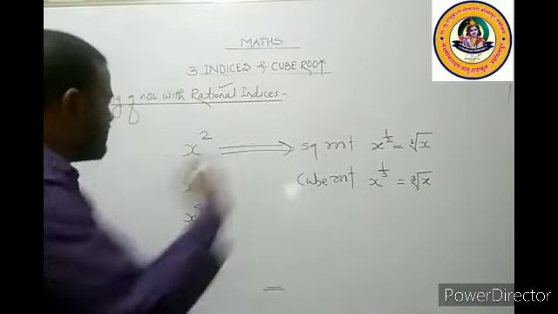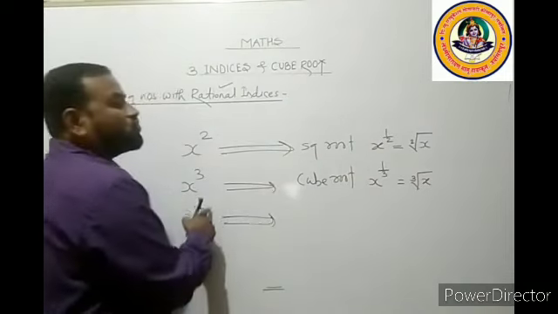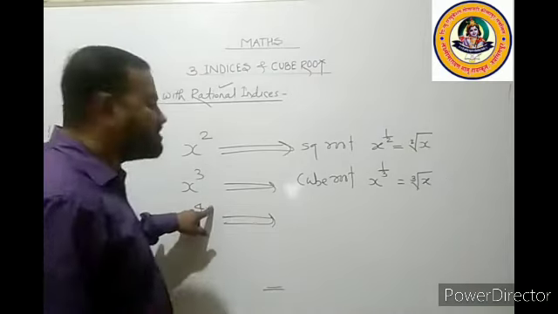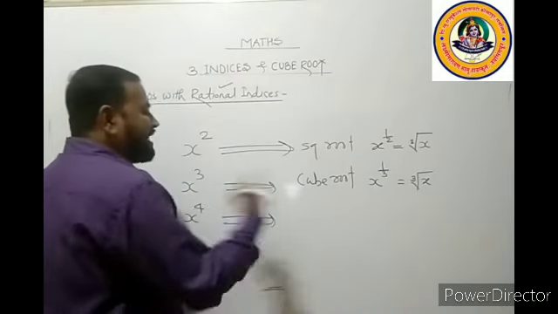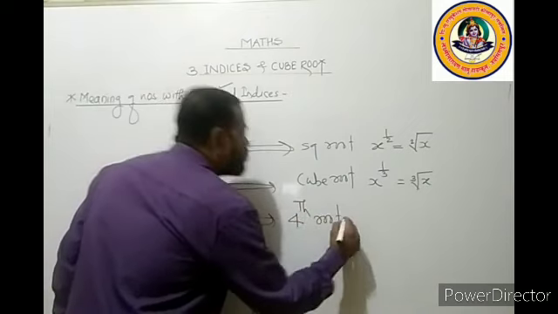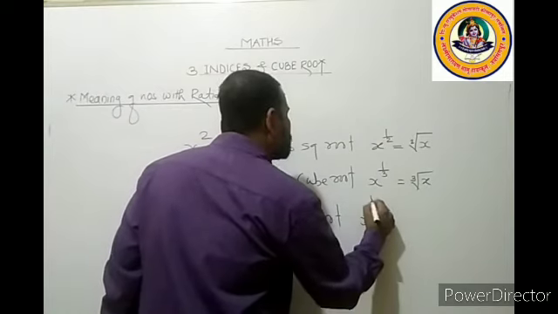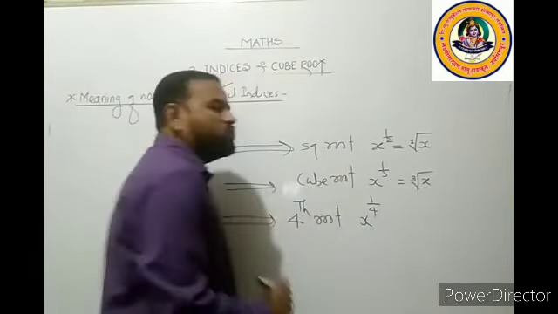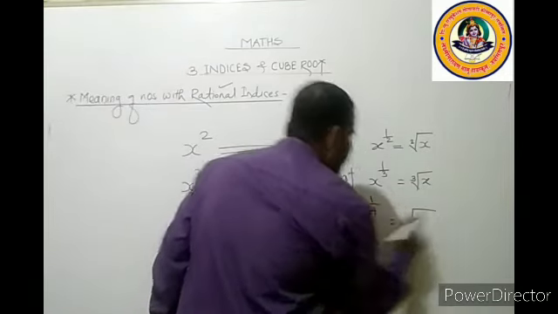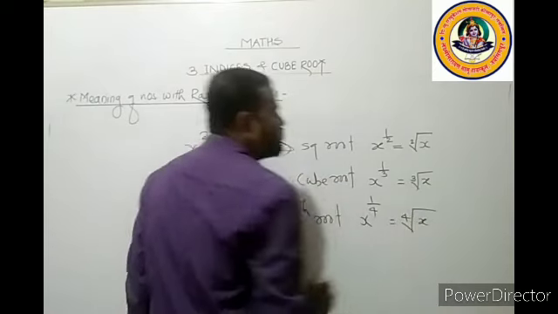Similarly, x raised to 4 means the power of x is 4. That time we write the fourth root. It's the fourth root of the given number, that is x raised to 1 by 4, and using the radical sign we write it as the radical sign x, and here is the fourth root.